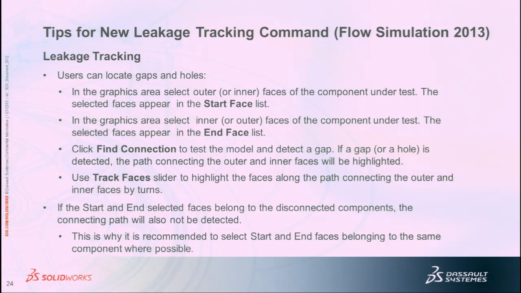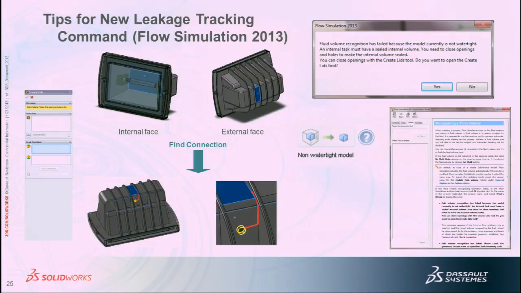So in the graphics area for this, you select your starting face, your ending face, and you tell it to find the connection. If it's completely internal, it should be able to find a connection, but it'll show you a line where there's a hole. I have a model for that, so I could give it to you. Here's a little graphical explanation of it.